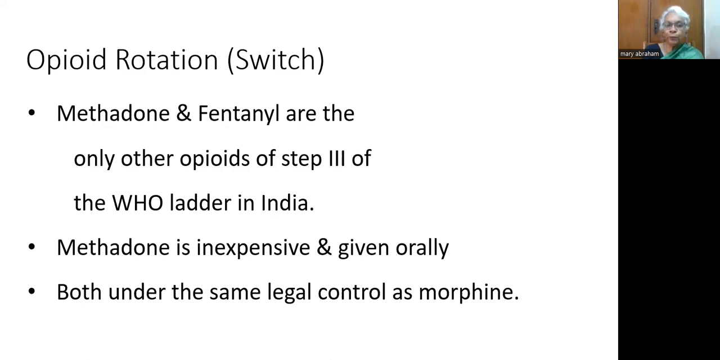I mentioned opioid rotation. So in step 3, we have only 2 opioids that can be used in place of morphine, that is methadone and fentanyl. In India, we have only these 2. Methadone is very inexpensive as compared to the fentanyl patch, and it can be given orally. But remember, they are all under the same legal control as morphine. Next, please.